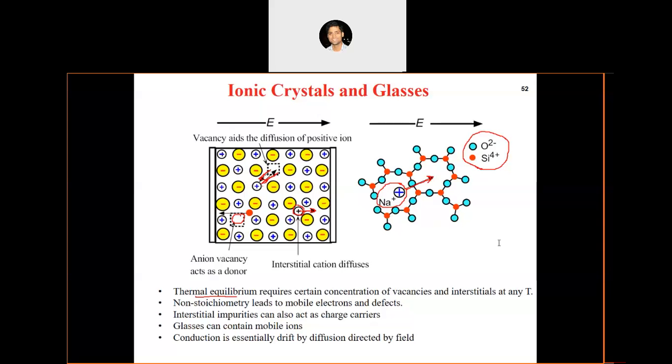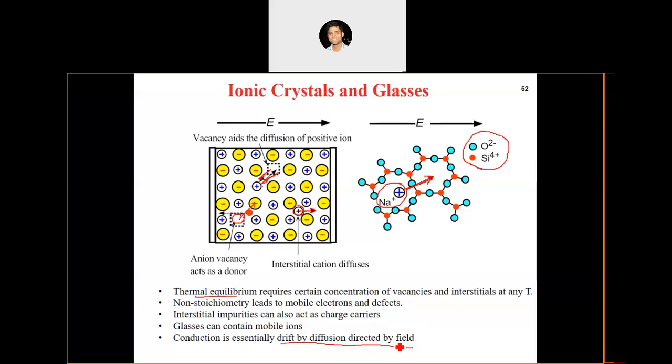So in this case, we can see that the electrical conductivity, the conduction of charge, is actually happening through the diffusion of atoms, right? For example, in the case of ionic solids, the charged ion has to move from one vacancy site to another vacancy site. Basically, one atom is diffusing from one site to another. It is an atomic diffusion. Similarly, here also, a sodium ion is diffusing from one site to another. So conduction is essentially drift by diffusion, and it is directed by field.